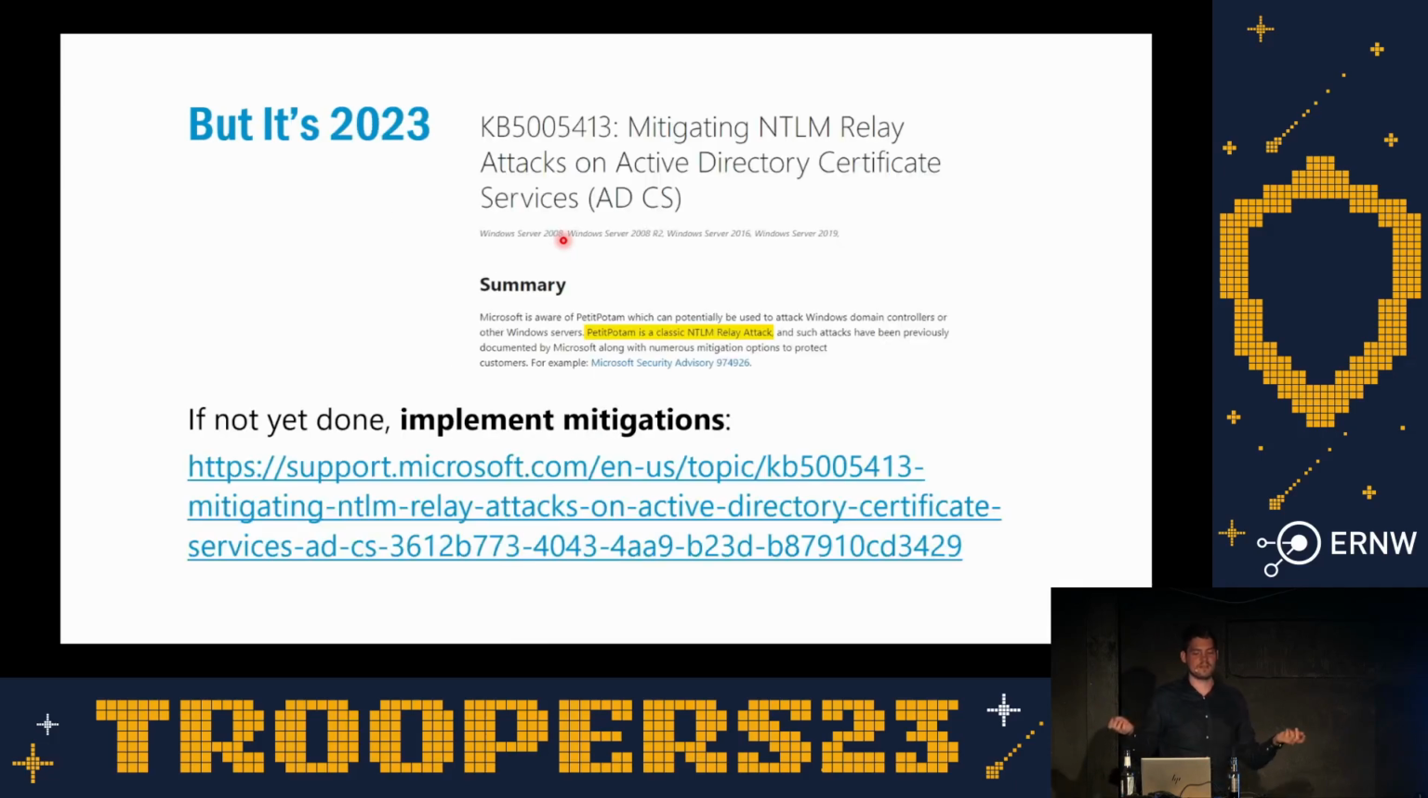So it's 2023, enough of history now. If you haven't done it yet, implement the mitigations described by Microsoft here. Basically, you have to implement some mitigation so that this attack is not possible anymore. Also here, I think Microsoft is confusing a few things because they're talking a lot about PetitPotam, and also media talked a lot about PetitPotam, but this is actually not the problem. Not the coercion technique is the problem, the misconfiguration in your ADCS is the problem.